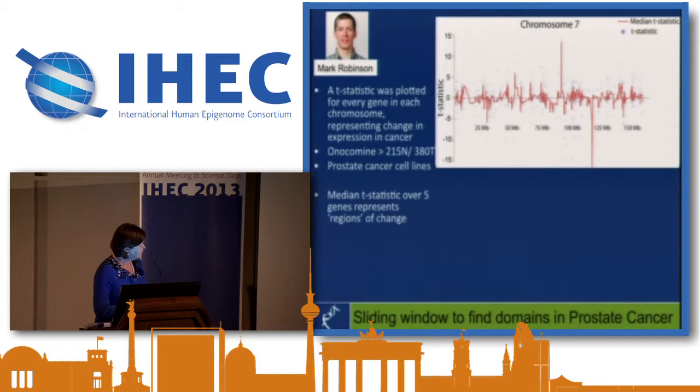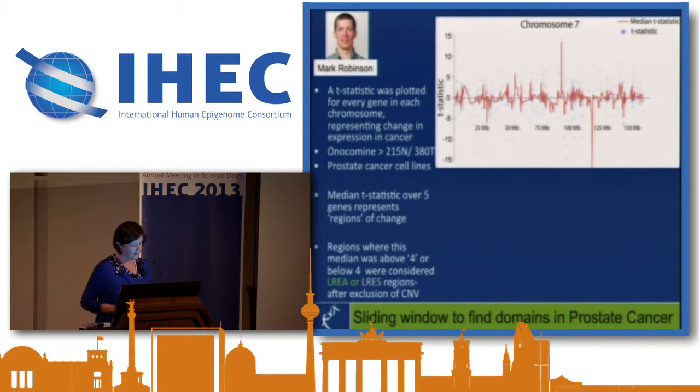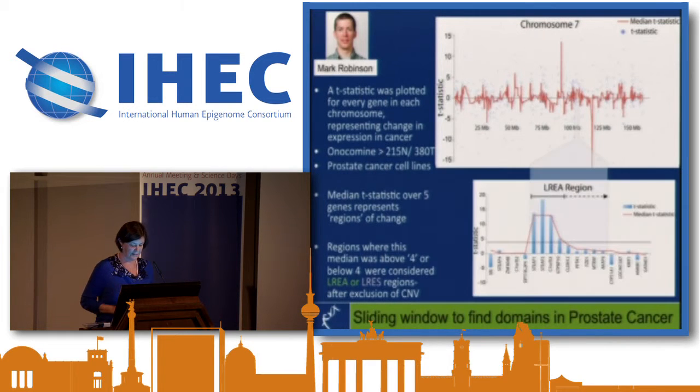And so we took an arbitrary T-statistic over 5, so it was highly significant, and looked at regions of change. In this analysis, we looked for regions where we had a median of 4 genes that were deregulated in the same region, either activated or silenced, and we excluded regions that had undergone either deletions or amplification. And this just shows you a typical output where we were looking for contiguous changes in gene expression, and this is an example of an area in prostate cancer that is commonly activated.